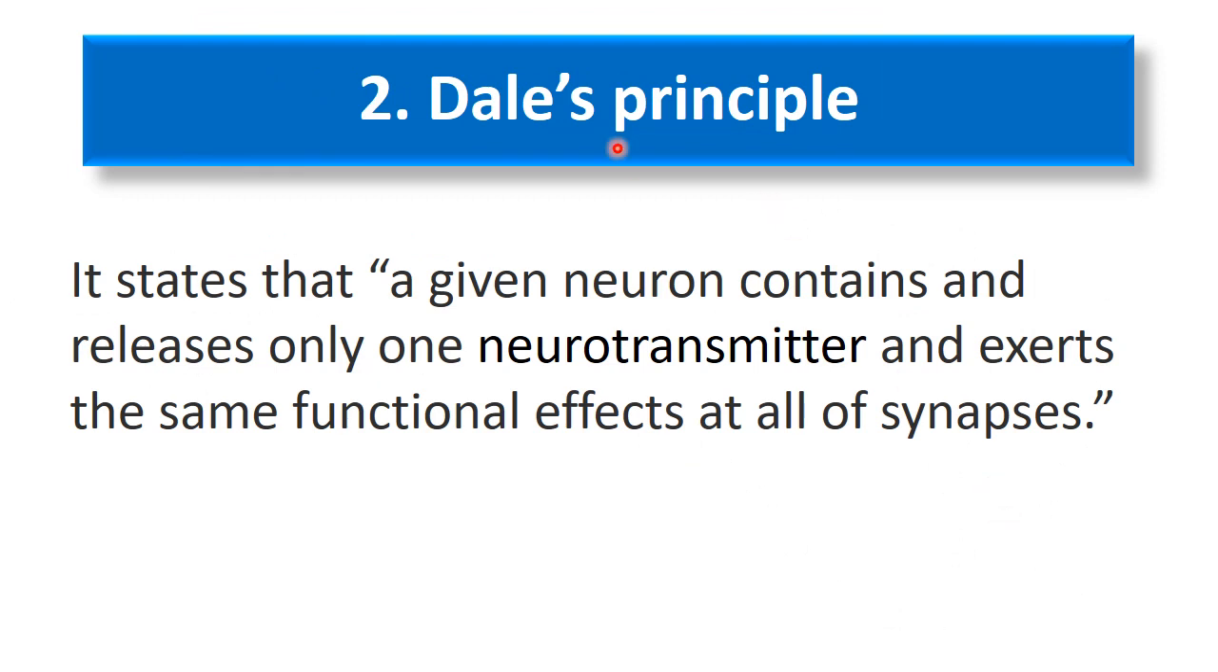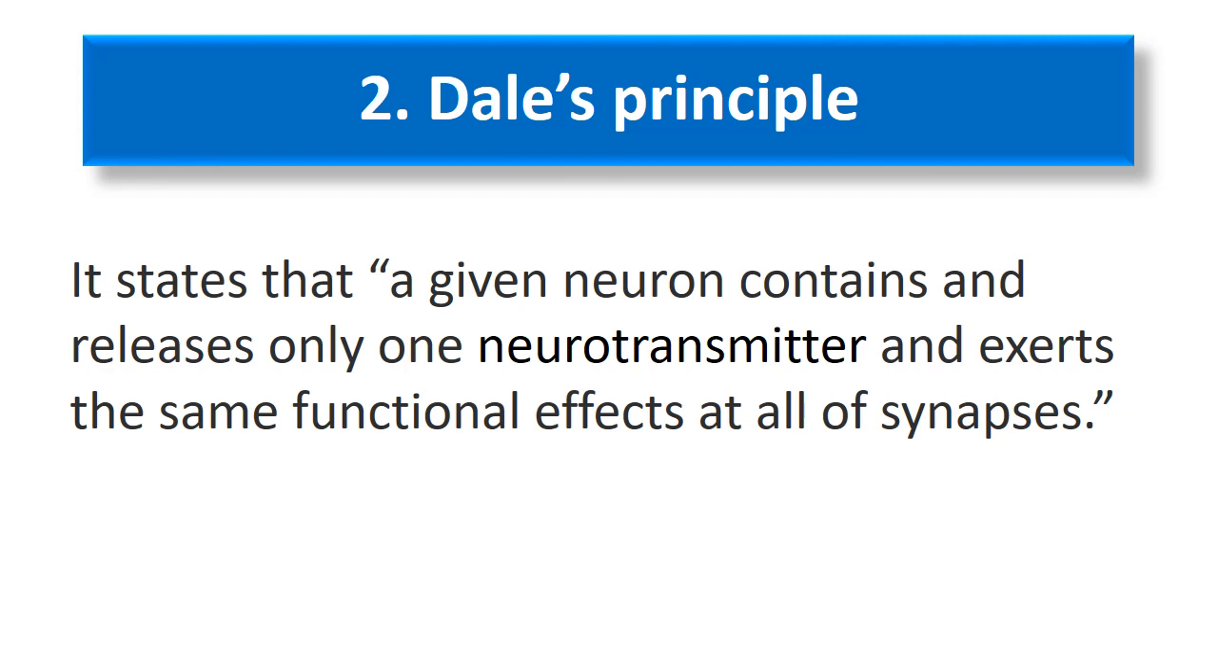Now, second is Dale's principle. The second property of synaptic transmission is Dale's principle, and it states that a given neuron contains and releases only one neurotransmitter and exerts the same functional effect at all of its synapses. So only one type of neurotransmitter is released from one neuron. It is not so that at one site it releases acetylcholine and at another site it releases norepinephrine. It has a factory to synthesize only one type of neurotransmitter, so a neuron synthesizes and releases only one type of neurotransmitter at all of its nerve terminals.